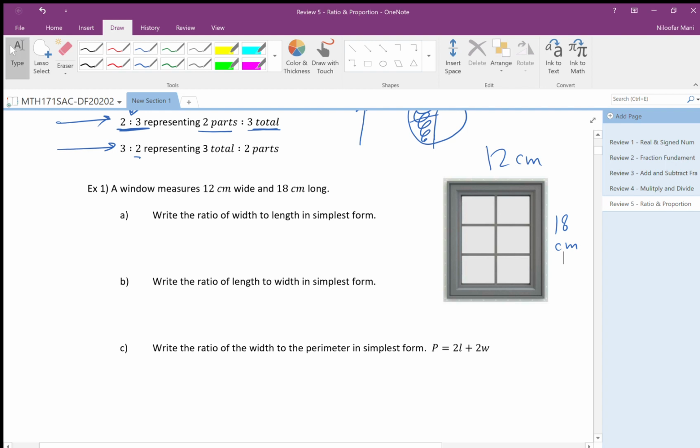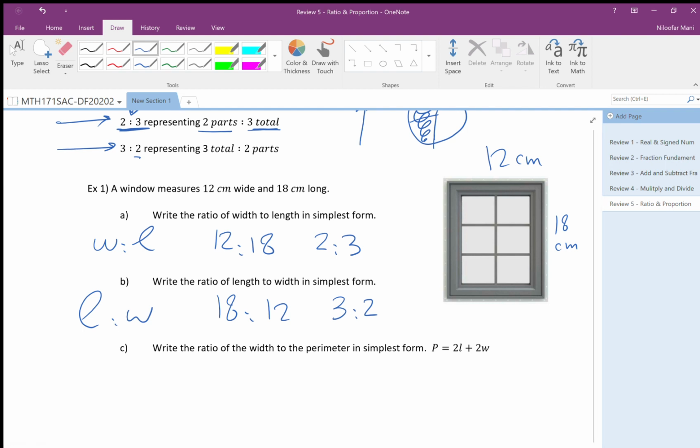Okay, so you do W to this, which is 12 to this one. Make sure to simplify it. It is 2 to 3 because I can cancel 6 and 6. Now, I will ask, how about L to W? So L to W is 18 to 12, which is 3 to 2. And because I'm comparing two things, I don't go to mixed fraction, because it's not really a fraction.